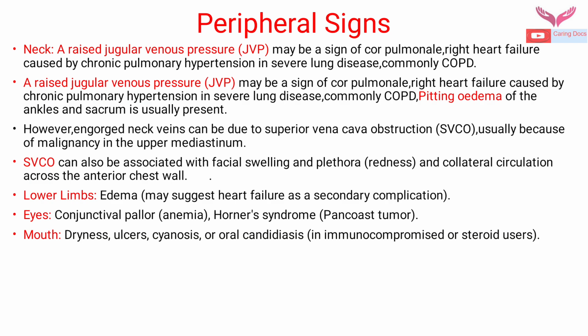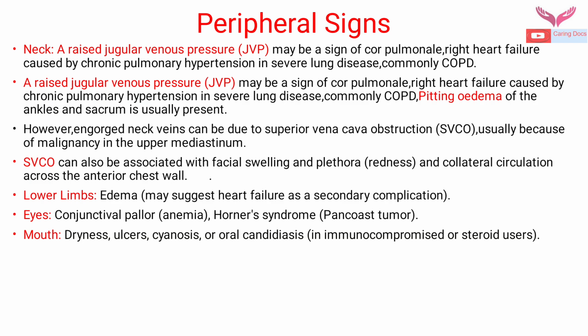failure. However, the engorged neck vein due to superior vena cava obstruction, usually because of malignancy in the upper mediastinum, may not show raised JVP. Superior vena cava obstruction may be associated with facial swelling and plethora and collateral venous circulation across the anterior chest wall. So, in the eyes, we will look for conjunctival pallor, Horner syndrome, that is a Pancoast tumor, which may be pressing the sympathetic chain or sympathetic ganglion.